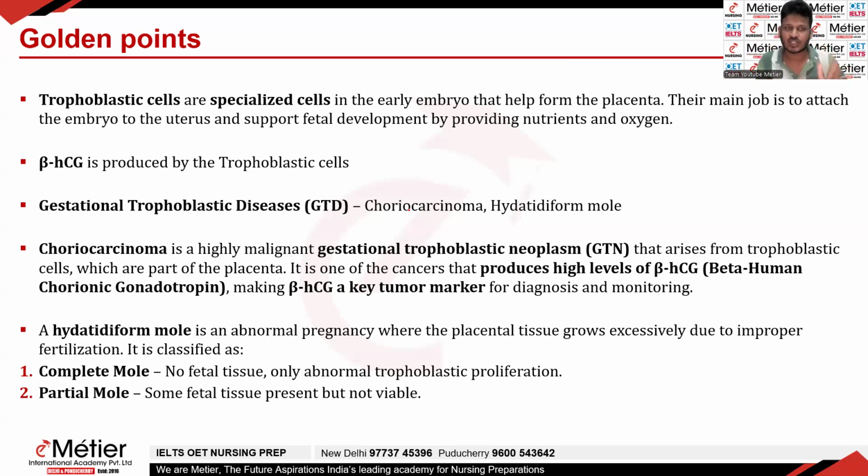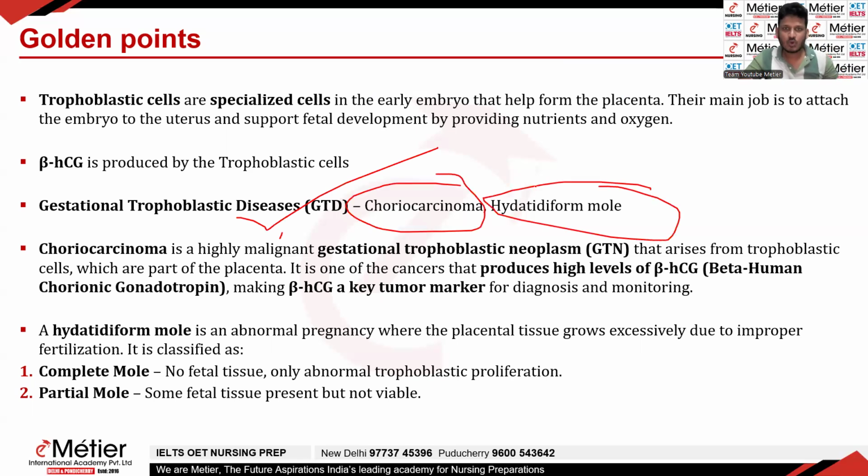So now everyone understands what a trophoblastic cell is, right? Now let's go into the disease. The trophoblastic cell is the normal specialized cell, whereas the disease present in the trophoblastic cell is called what? Gestational trophoblastic disease. Gestational trophoblastic disease is classified into two: the first one is choriocarcinoma and the second one is hydatidiform mole.